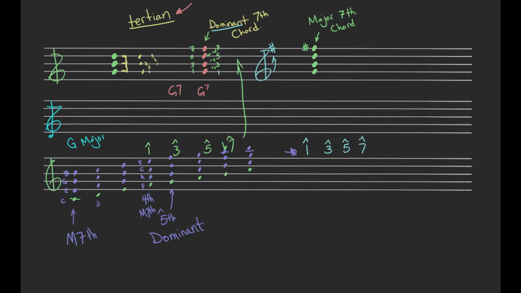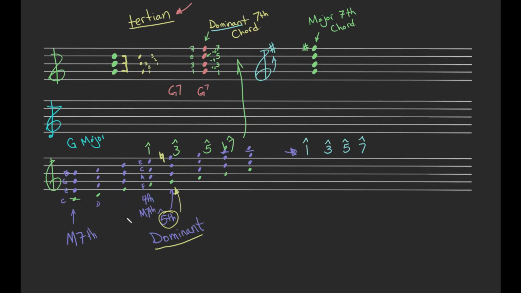Now, the problem with this dominant 7th is it should have an F sharp in its own key, which would make it the major 7th. But because the F is natural, it's lowered from its traditional major status, if you will, and therefore becomes a dominant 7th. The reason it's called dominant, again, is because it's found on the dominant. The 5th scale degree is called the dominant, so it's called a dominant 7th.